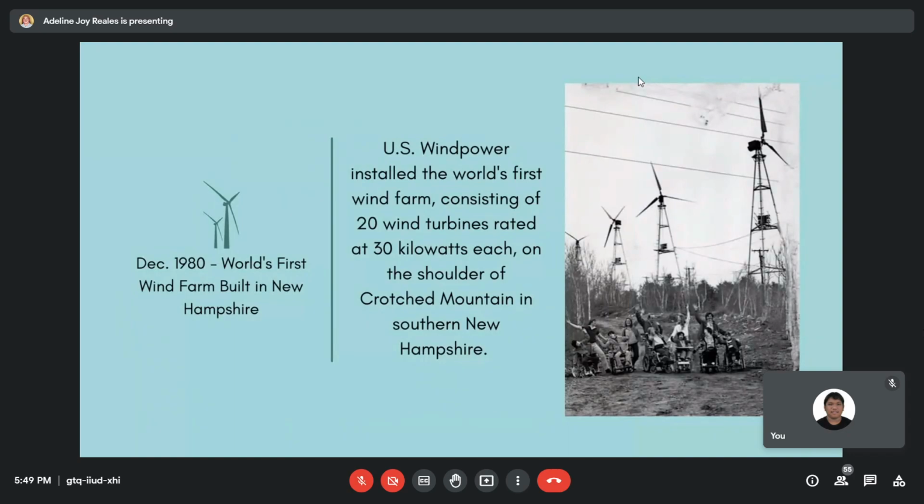In December 1980, U.S. Wind Power installed the world's first wind farm, consisting of 20 wind turbines rated at 30 kilowatts each, on the shoulder of Crotched Mountain in southern New Hampshire. Like many firsts, it was a failure. The developer overestimated the wind resource and the turbines frequently broke.